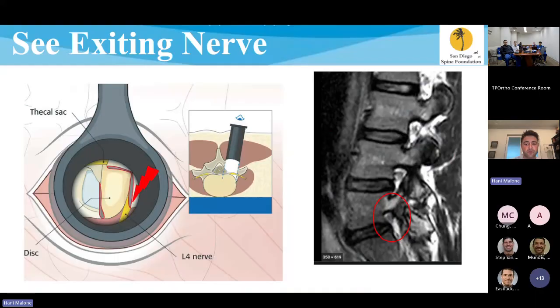So ideally, when you're doing this, you can see both the traversing nerve and the exiting nerve root. If they've got a bad slip, the exiting nerve root is oftentimes right on the disc. It's in the same plane. You'd think it would be more superficial, but because of the spondylolisthesis, it's usually in the same depth as the disc. You just want to be mindful of that when you're finding it so you don't injure it with a shaver or anything else.